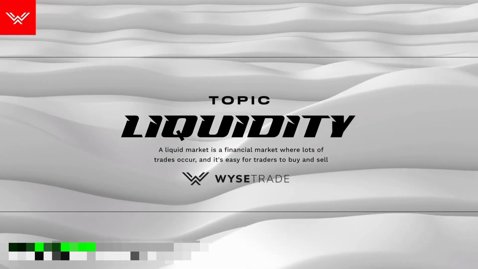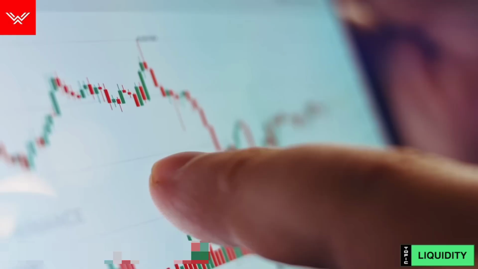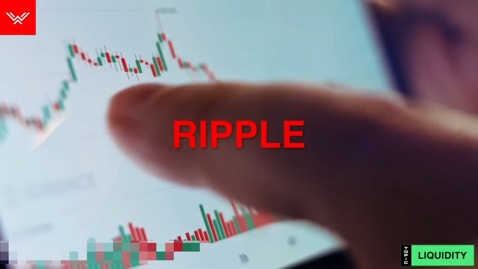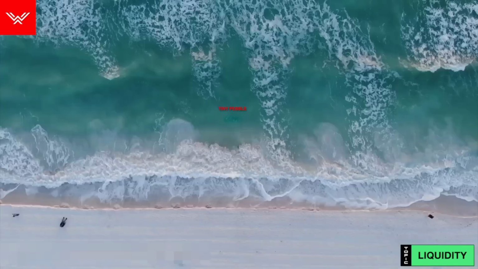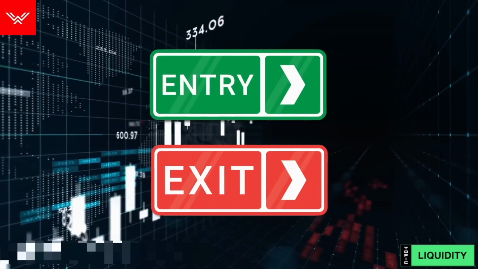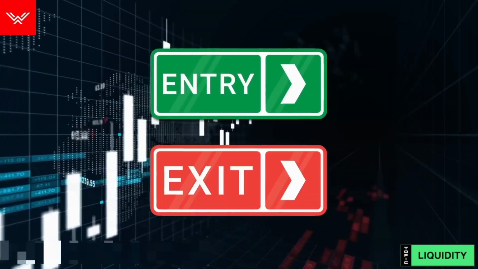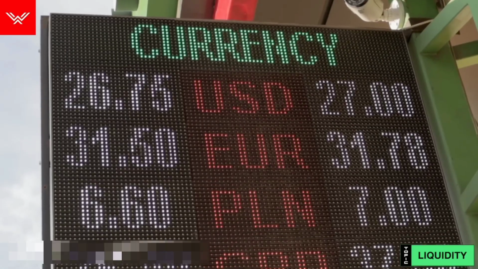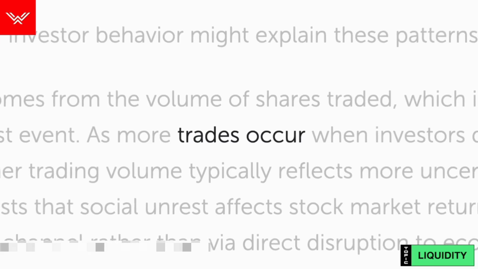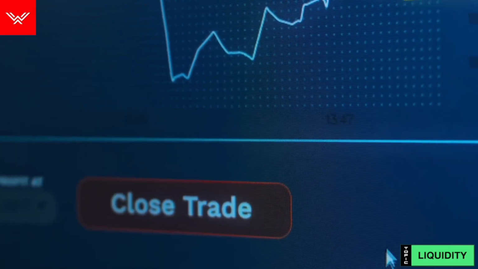Liquidity. Visualize a vast global marketplace where many players are trading. Each transaction barely makes a ripple on the surface, like dropping a tiny pebble into the ocean. Because of the market's vast size, people can quickly enter in and out of trades without causing much disruption to the exchange rate. Simply put, a liquid market is a financial market where lots of trades occur, and it's easy for traders to buy and sell.